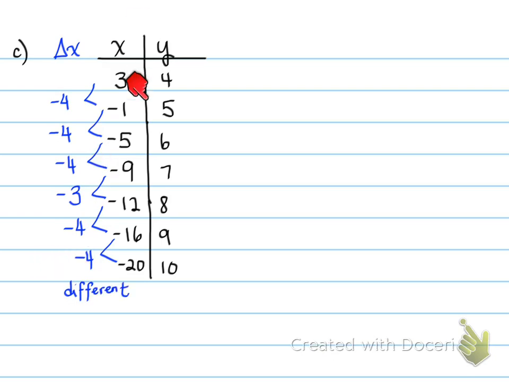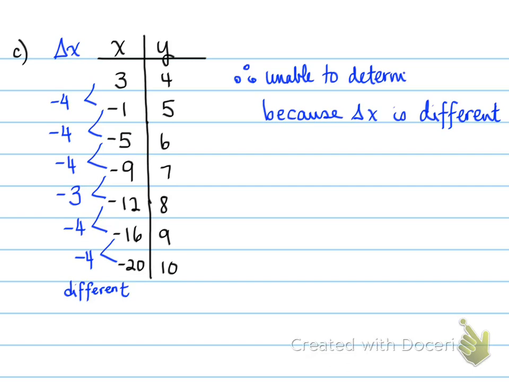And it doesn't matter what's going on in the y's. Because the delta x's are different, folks, we need to make the following statement. And that is, because delta x is different, we are unable to determine the type of relation. It's unable to determine the relation because delta x is different. Okay, moving on to another example.